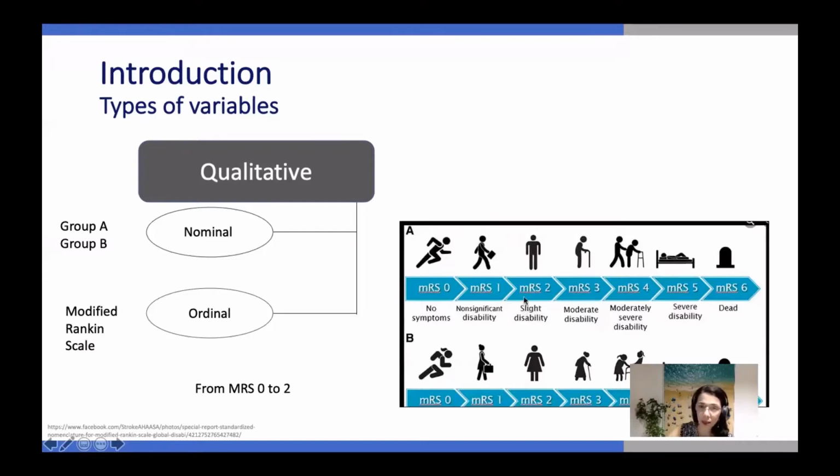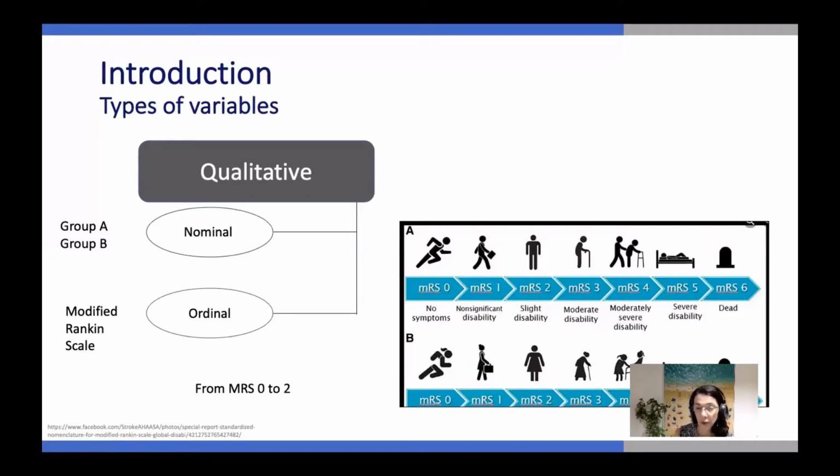So there is an order, but the differences between the consecutive categories do not have the same meaning. So going from an mRS of 0 to an mRS of 1 does not have the same meaning as going from an mRS of 4 to an mRS of 5, or from an mRS of 5 to an mRS of 6. So there is an order, but the information of the difference between two consecutive categories of the scale is different. So this is an ordinal variable.